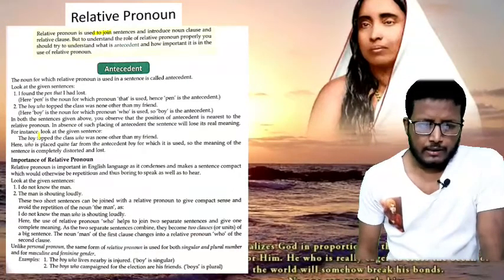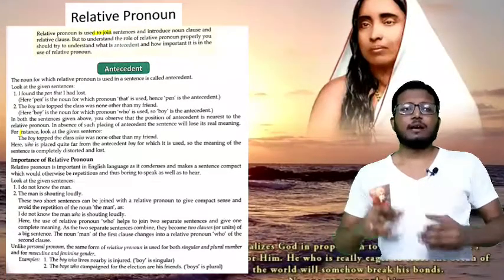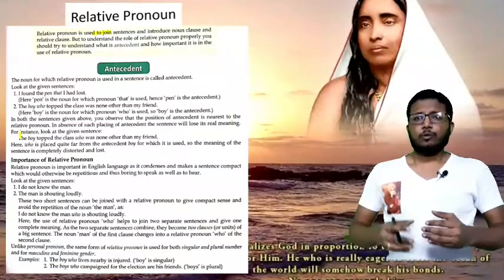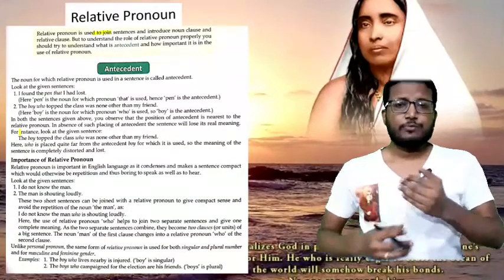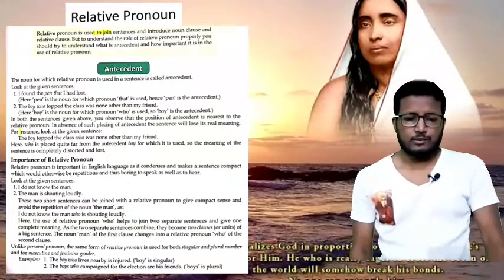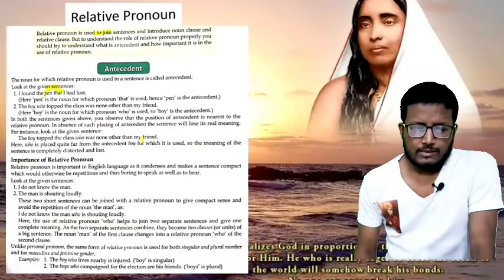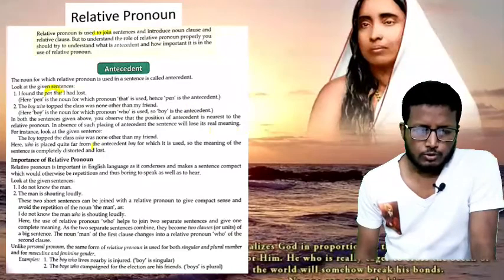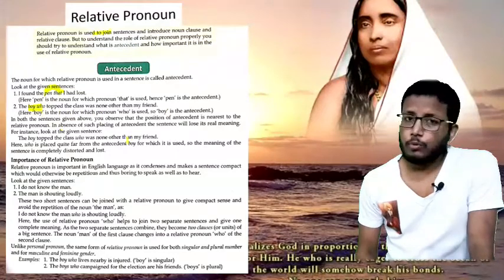I found the pen that I had lost. You can see the place of that, the pronoun, is just after pen, and the word that is qualifying the word placed just before it, that is, it is qualifying the word pen, isn't it? So the word pen is here the antecedent. Pen is the noun for which the pronoun that is used, hence pen is the antecedent. The boy who topped the class was none other than my friend. Here, hope you can understand, the word boy is the antecedent.